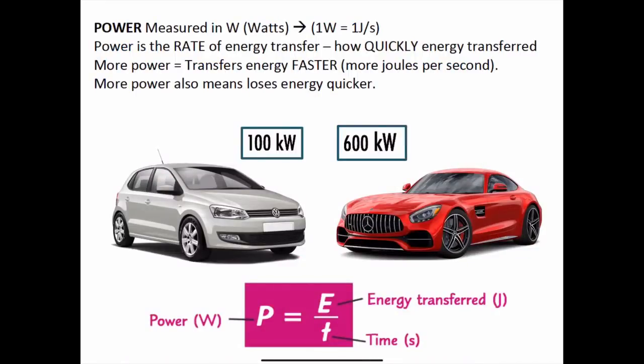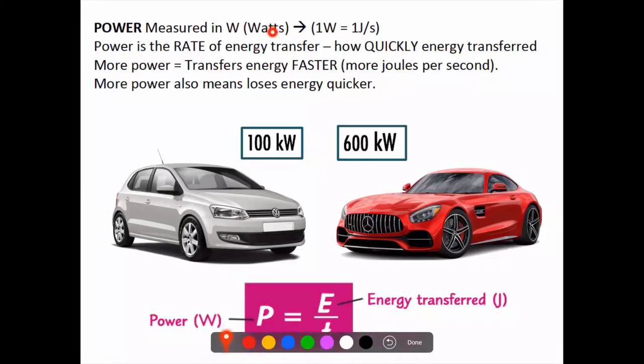Okay, power. Now, power is a measure of energy transfer. Power is measured in watts. 1 watt means 1 joule is transferred every second. So, if you have, for example, 10 watts, that means 10 joules are transferred per second. If you have 100 watts, that means 100 joules of energy is transferred every second. So, power is just the rate of energy transfer, basically, how quickly energy is transferred.